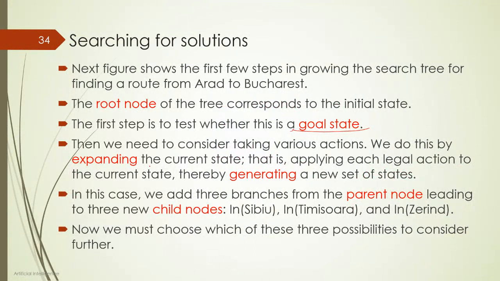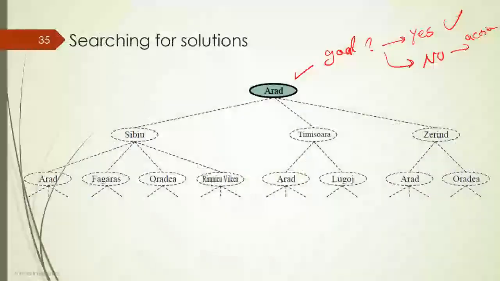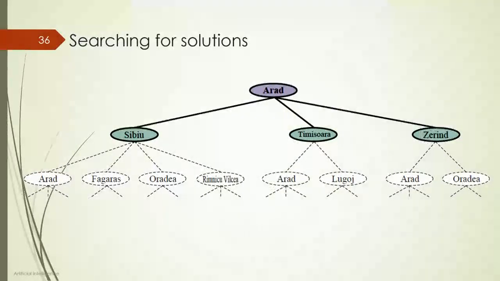We do this by expanding the current state, that is, applying each legal action to the current state, thereby generating a new set of states. In this case, we add 3 branches from the parent node. This is also a keyword, leading to child nodes, which will be these new nodes we are adding. And now we must choose which of the 3 to consider further. So the next move will be this. I'm picking one of the 3, and I have to continue expanding my branch.